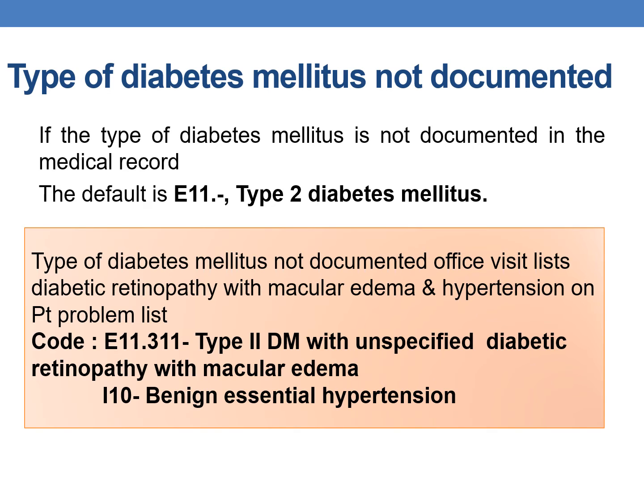Let us see an example. Type of diabetes mellitus is not documented. Office visit lists diabetic retinopathy with macular edema and hypertension on the patient problem list. So here the type of diabetes mellitus is not documented. Whenever the type of diabetes mellitus is not documented, you need to assume that it is type 2 diabetes mellitus. So the appropriate code is E11.311, which is type 2 diabetes mellitus with unspecified diabetic retinopathy with macular edema. Additionally, the patient has hypertension. For that you need to assign I10, which is benign essential hypertension.